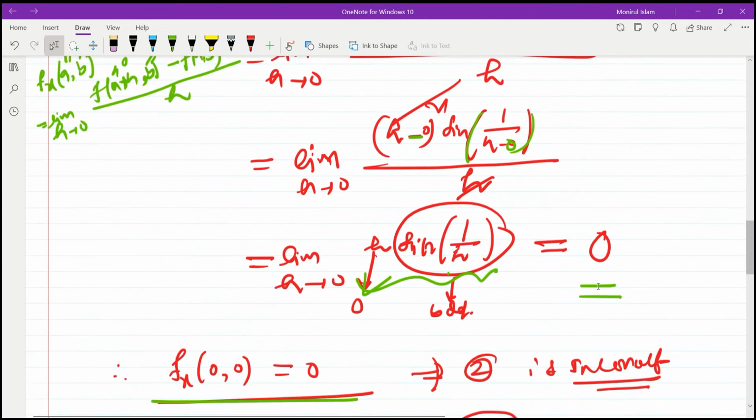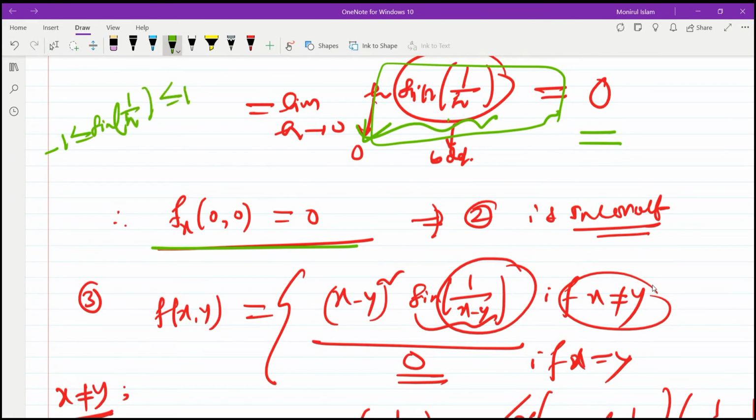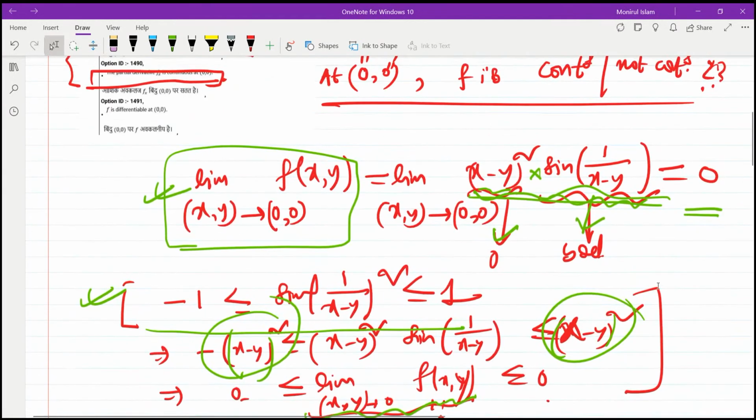Do you understand how this limit is 0? Just think: sine is bounded by 1, so you can write that sine of 1 upon h is less than 1 in absolute value. Multiply by h on both sides, so you get h sine of 1 upon h, if h is positive; if it's negative then the inequality will change. Now take the limit as h tends to 0, so this goes to 0 and this goes to 0. So in between this will also go to 0. So this limit will be 0 as h tends to 0. So f_x at (0,0) exists and it is 0. So option 2 is incorrect.